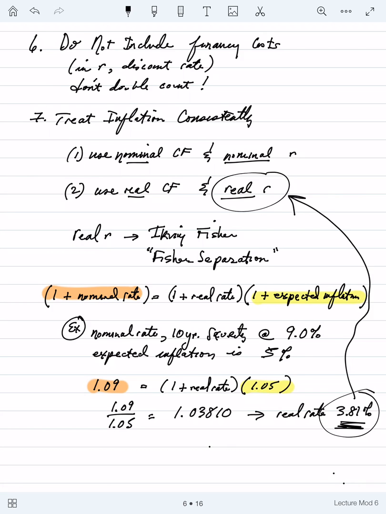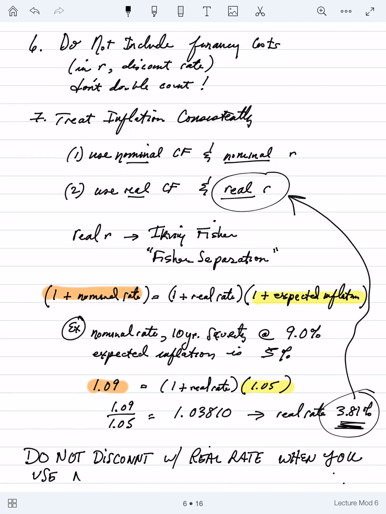I want to do number 8 and on. Here's the lesson, watch out. When I say keep things consistent, it means this: do not discount with the real rate when you use nominal cash flows, and vice versa. Don't discount with the nominal rate when you're using real flows. What will happen is you'll get really messy numbers that are basically inaccurate. So you don't want to do it that way.